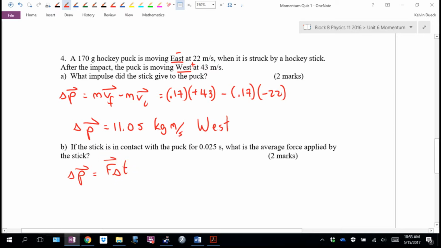Now, I'm committed for this question with my specific direction convention. If I get a positive force, it's west; if I get a negative force, it's east. If you did it the other way around, perfectly fine as well. Just be consistent for your question. I think the force is going to be impulse divided by time. It's going to be 11.05 divided by 0.025. That's a small amount of time. I think this is a slap shot, so shouldn't be much time.